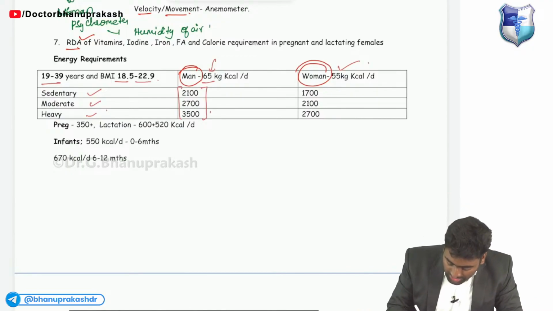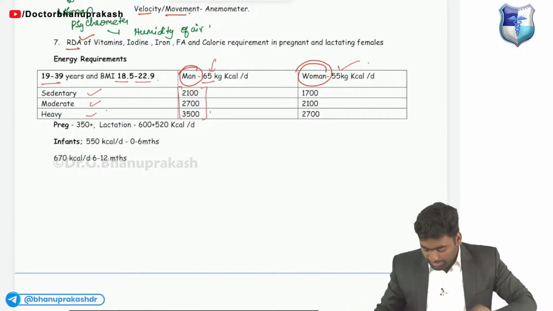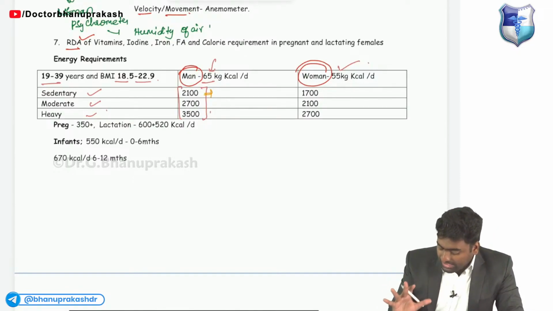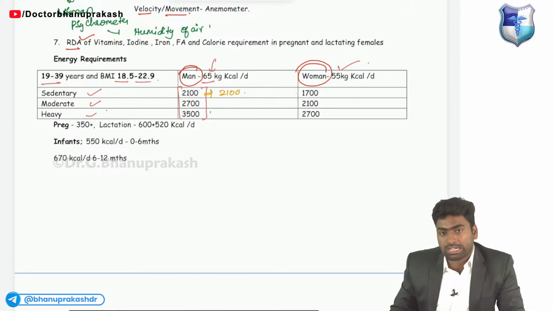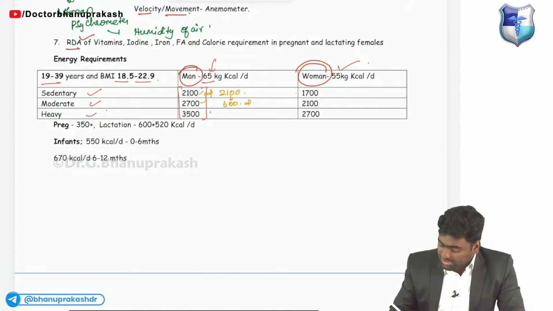So to know the caloric requirement, it is very easy, easy peasy for you. Remember the calculation first. For sedentary, you should remember, it is 2100. If you add around 600, it is 2700.